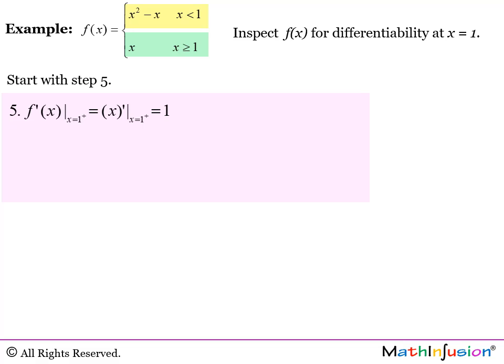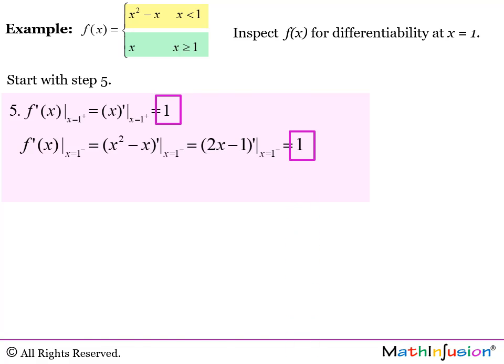What about the other side of 1? From the left, we are using the branch of x to the power of 2 minus x. We differentiate that and we get 2x minus 1. And when x equals 1, it is 1. Definitely not a corner. And definitely there is no change in the slope when x equals 1. But we still have to show that the function is continuous, because otherwise this is meaningless.